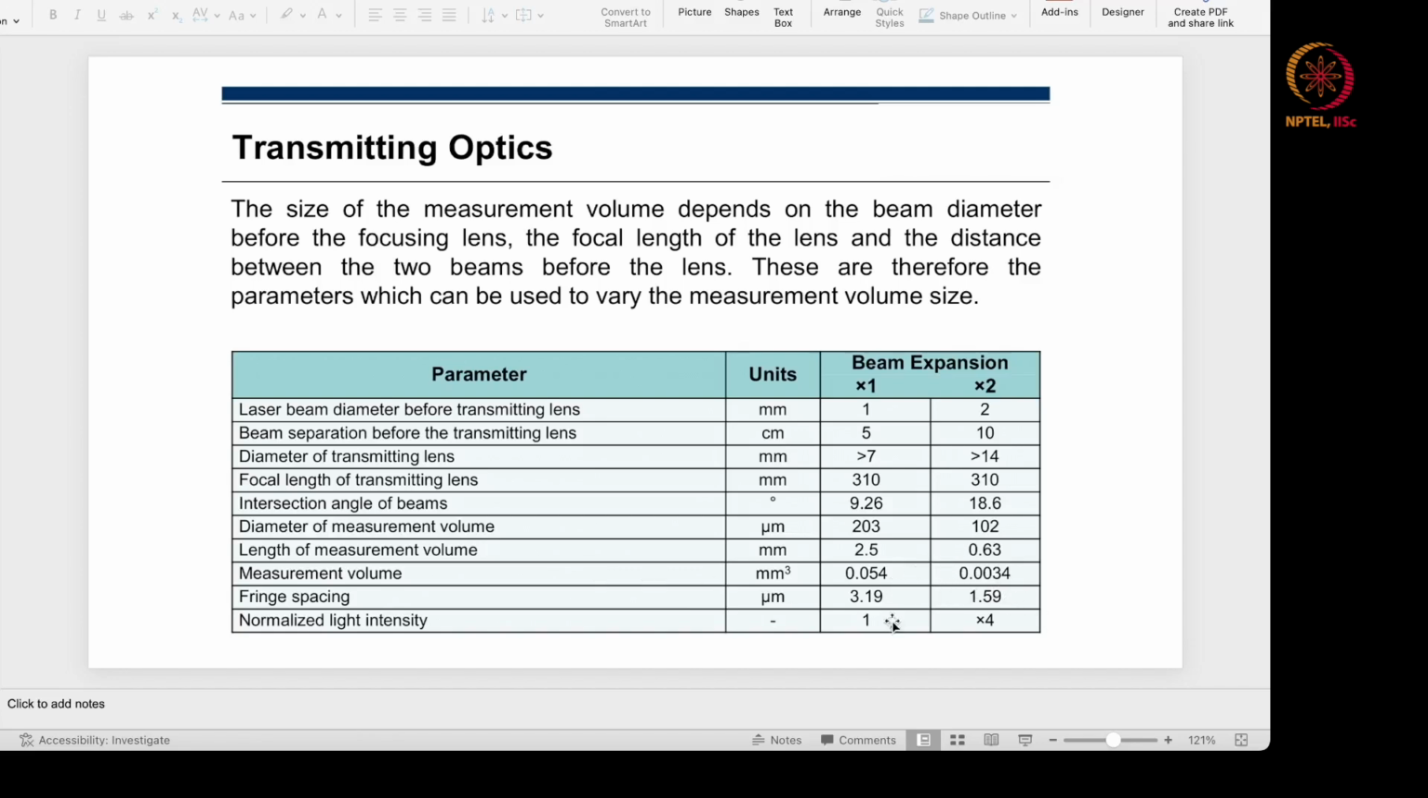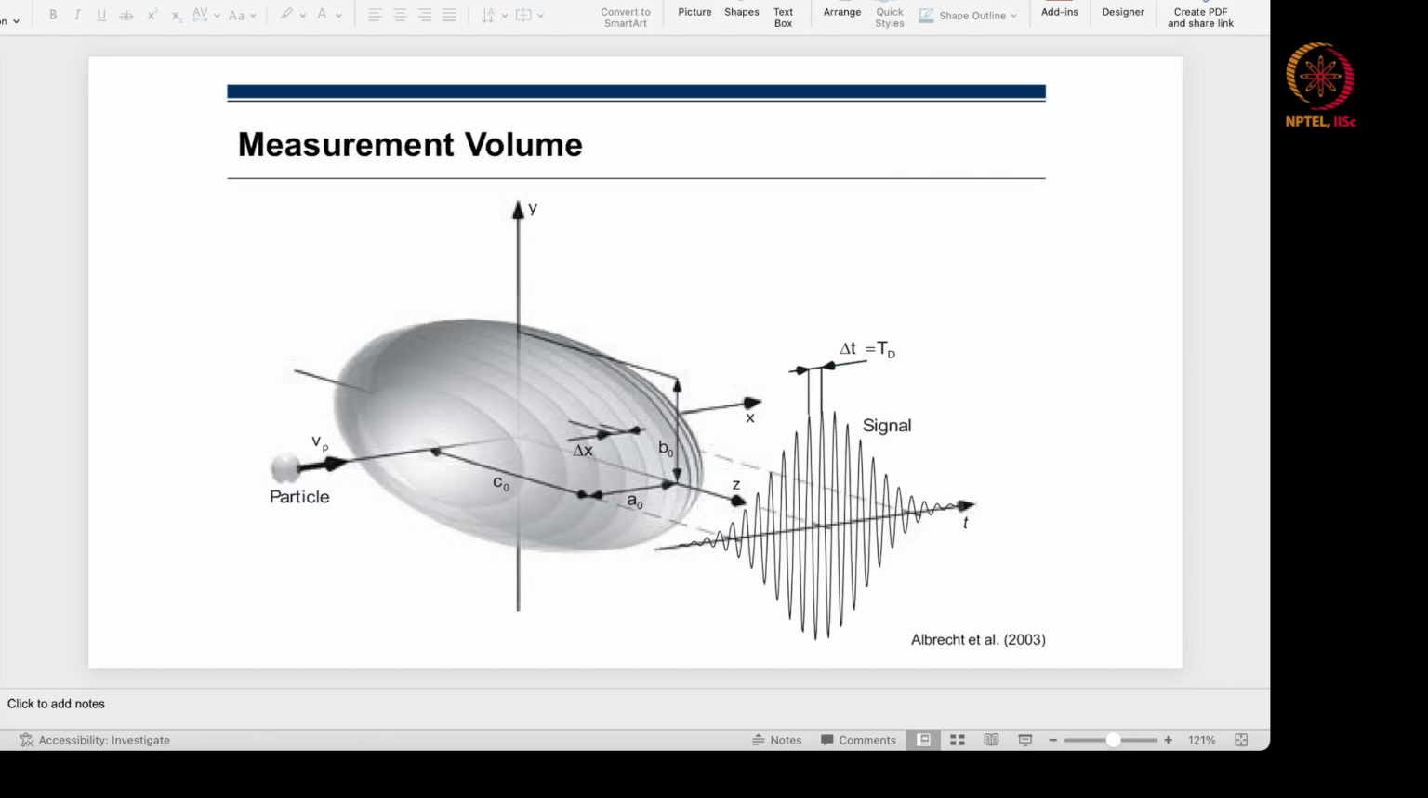So you can see why the normalized light intensity goes up when you have a beam expansion, and the measurement volume also becomes much tighter. But for that you need the beam expander. That means the laser beam with beam expansion has to be rather large. So this is the caveat. When you are trying to focus this Gaussian beam optics, you need to take these into consideration. This is all because of the Gaussian beams and the intensity profiles that they carry.